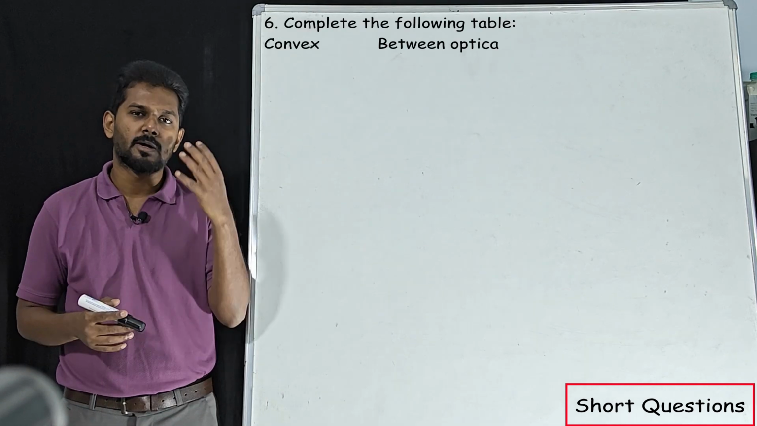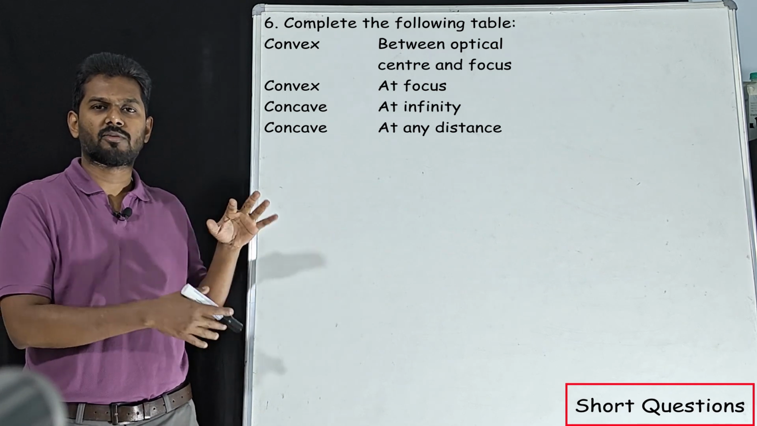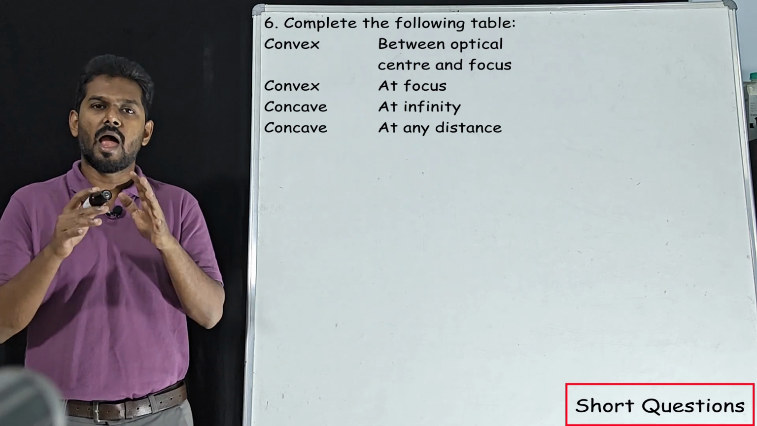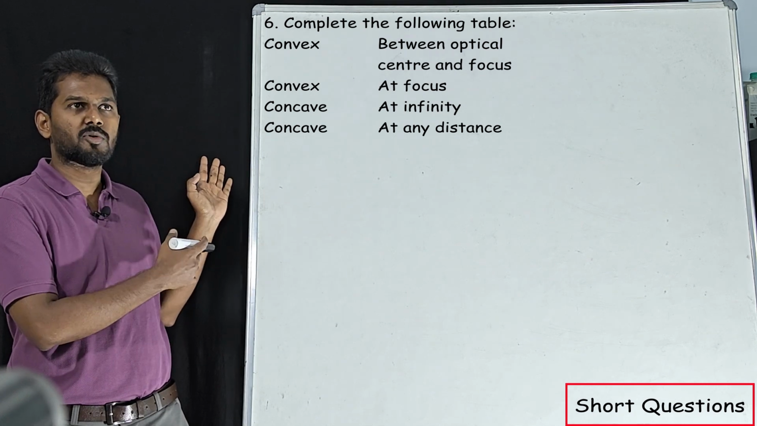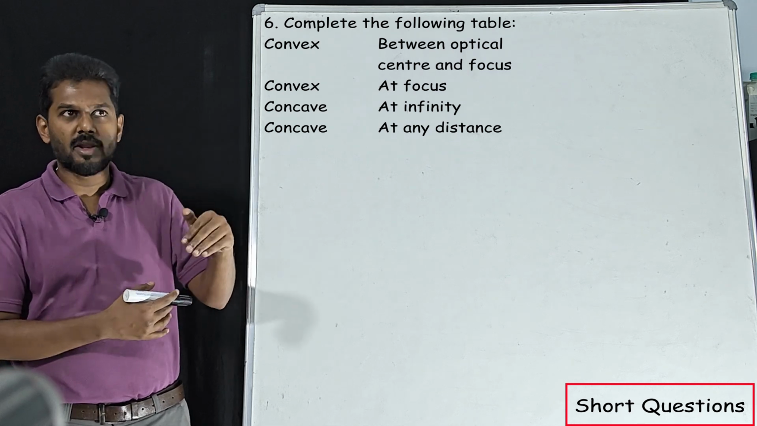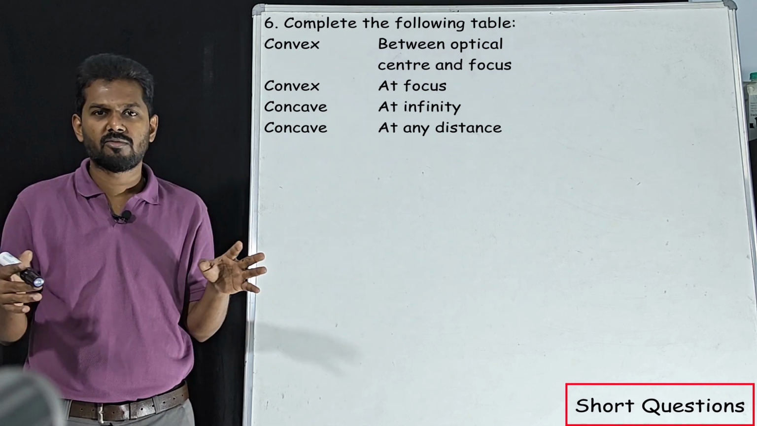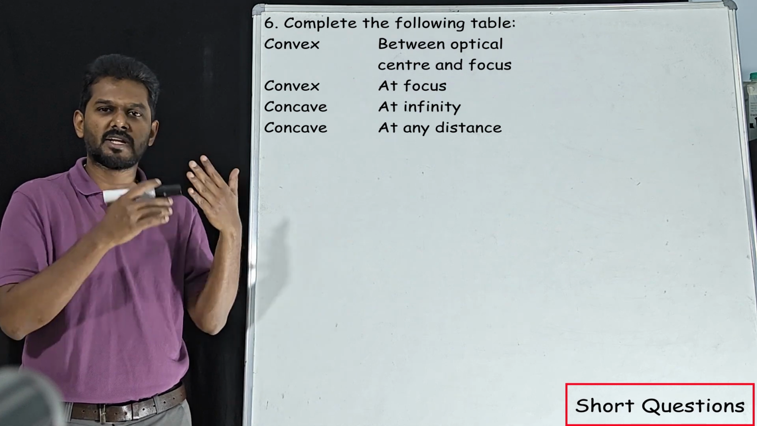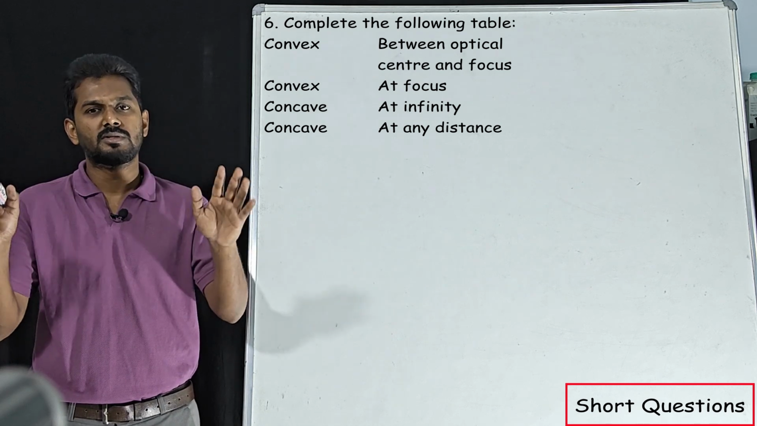This is question number 6, complete the following table. Based on the ray diagram and whatever we have learnt, this table has to be completed, and take this as an assignment. Very easy concept. The position of the object, what type of lens, and what is the nature of the image, all those things you can easily verify from the ray diagram video and write here. It's a very direct question, no logic behind it. That's why we are going to skip it.